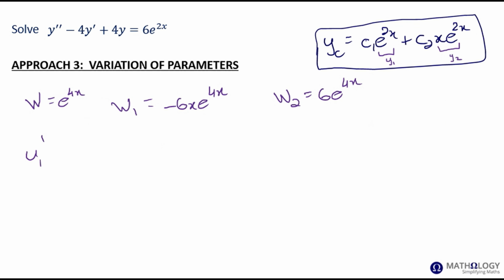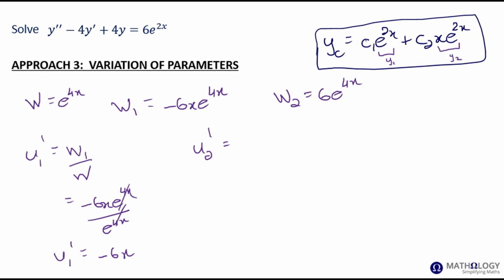So u sub 1 prime is given by Wronskian 1 over Wronskian, which is minus 6x e to the 4x over e to the 4x. So u sub 1 prime will be minus 6x, and then u2 prime will be Wronskian 2 divided by Wronskian, which is 6 e to the 4x over e to the 4x. So u2 prime will be 6.